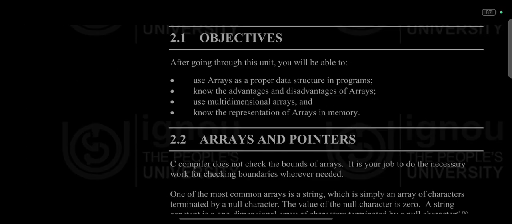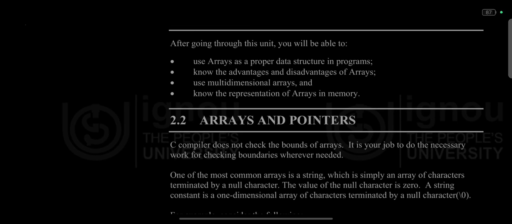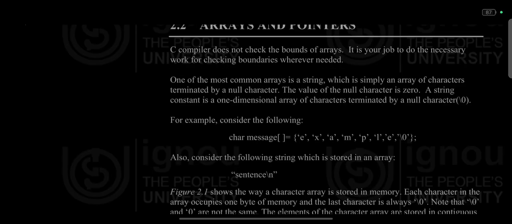Objectives. After going through this unit, you will be able to use arrays as a proper data structure in programs, know the advantages and disadvantages of arrays, use multidimensional arrays and know the representation of arrays in memory, and understand arrays and pointers. C compiler does not check the bounds of arrays. It is your job to do the necessary work for checking boundaries whenever needed.